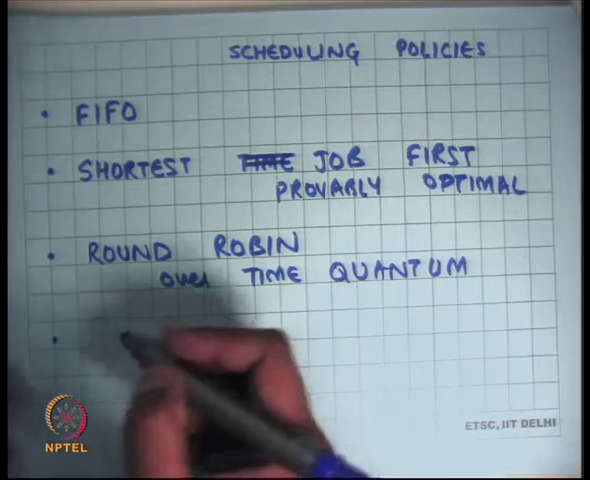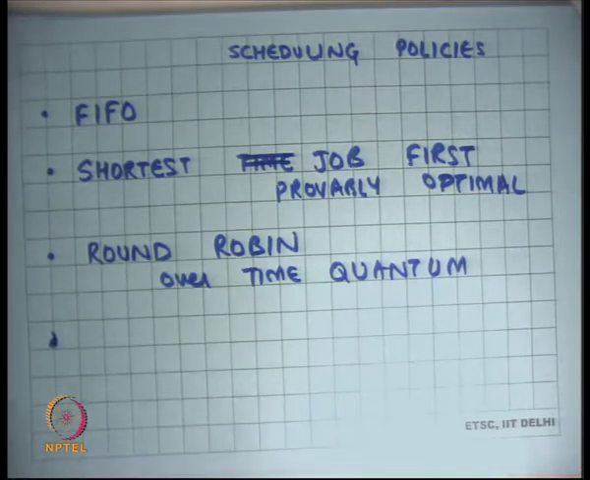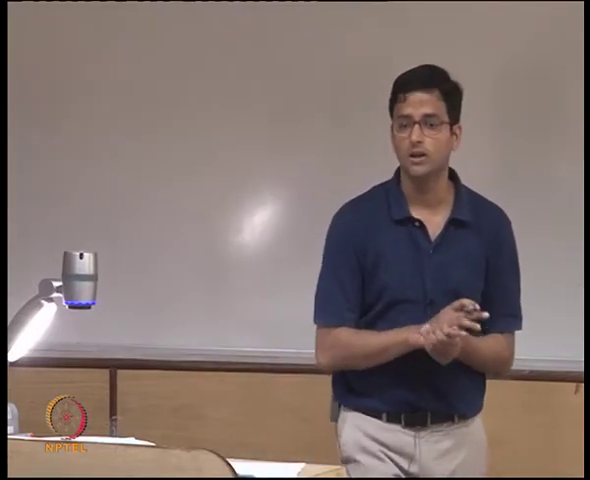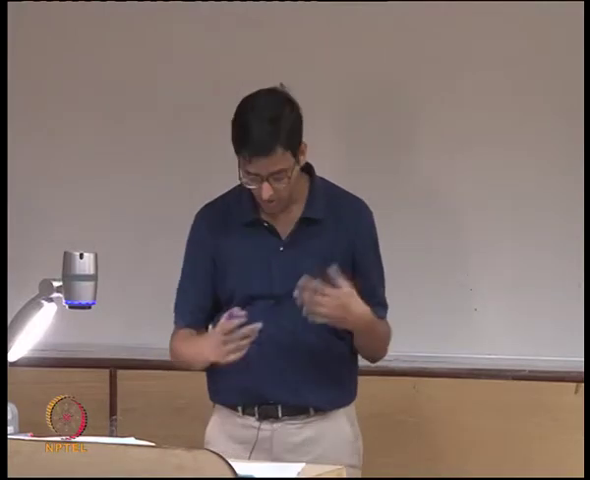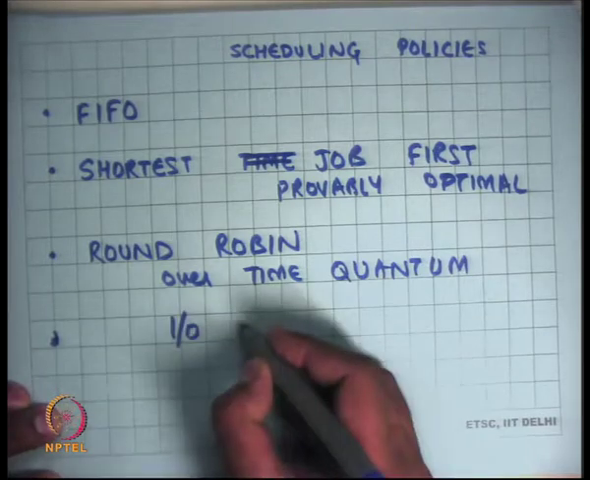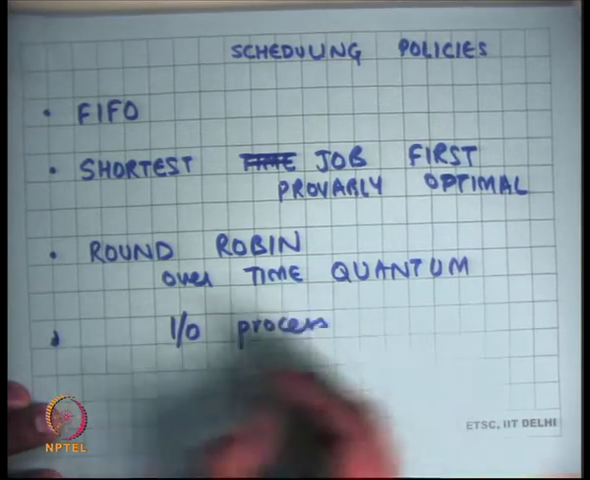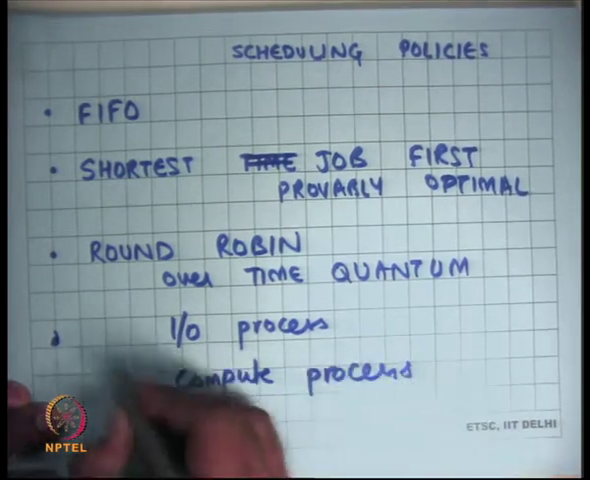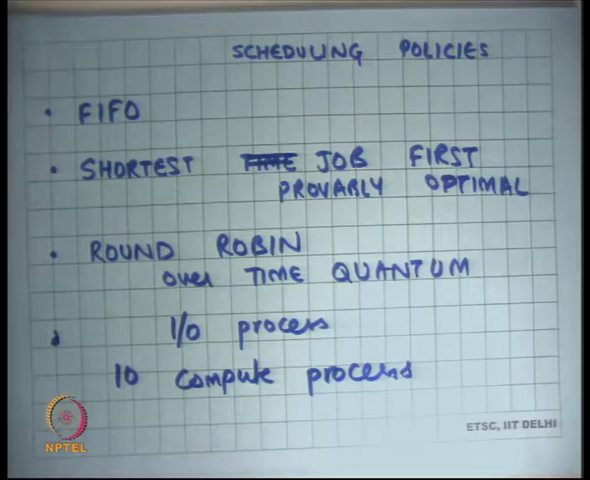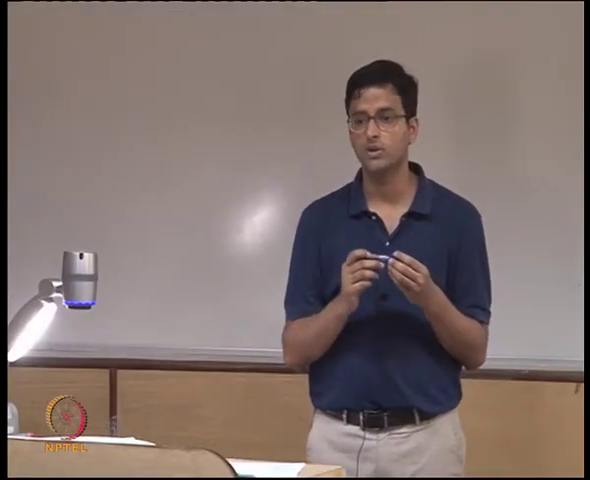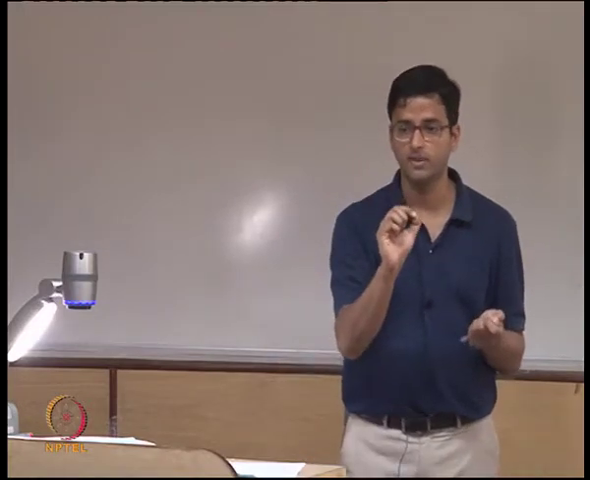So that's round robin. But round robin completely ignores the type of the job. You basically give all jobs completely equal time. It's completely fair, and that may not be the best thing. For example, let's say there was an I/O process and there were 10 compute processes, all right? Now you are doing round robin between these compute processes and this one I/O process, and what you care about is not just your throughput but also your response time, right?